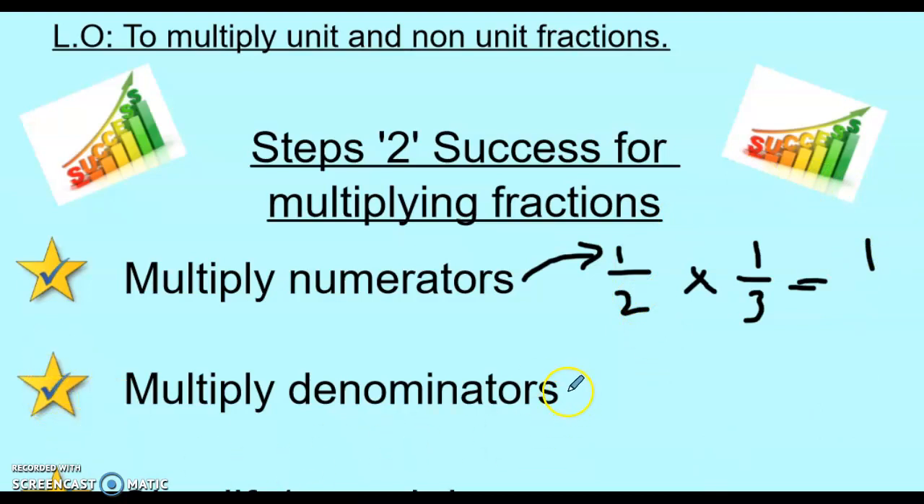Next, to be successful, you need to multiply both denominators together. Now the denominator is the bottom number in the fraction. So 2 multiplied by 3. 2 lots of 3, I know, is 6. So underneath my denominator, I will put 6. So that means 1/2 times 1/3 equals 1/6.